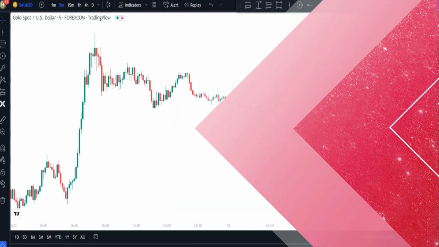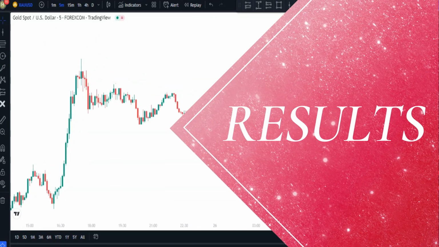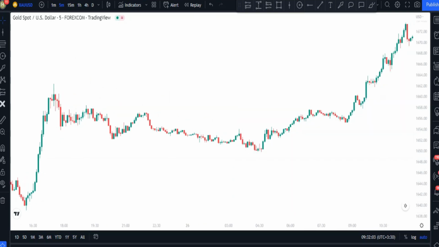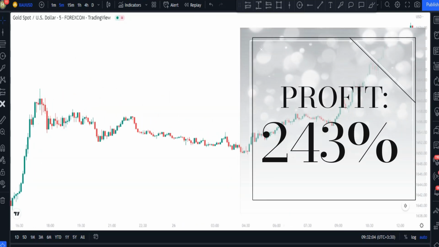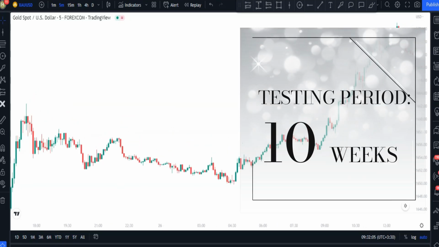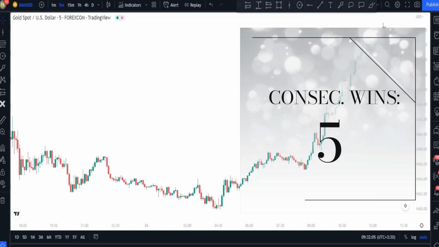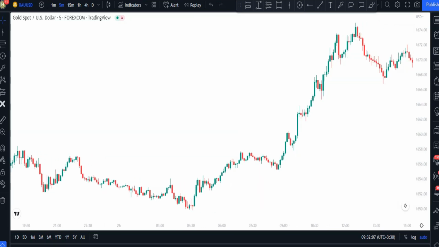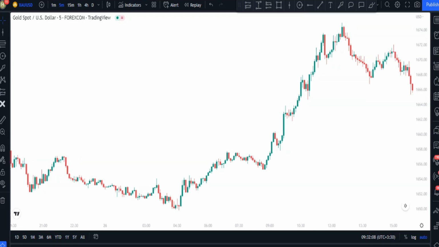Alright then, our back testing is finished, and here's the result of our back testing. The win rate turned out to be 81% and the profit was 243%. I found those 100 setups within 10 weeks and we had 5 consecutive wins against 2 consecutive losses during the back testing. But remember to backtest and forward test it for yourself before using a live market.